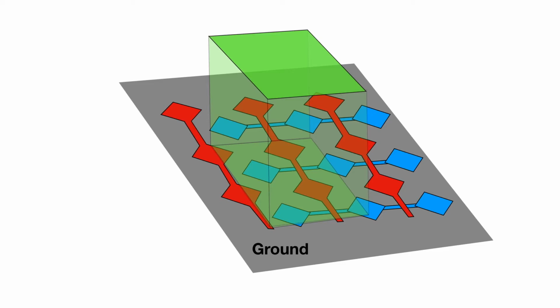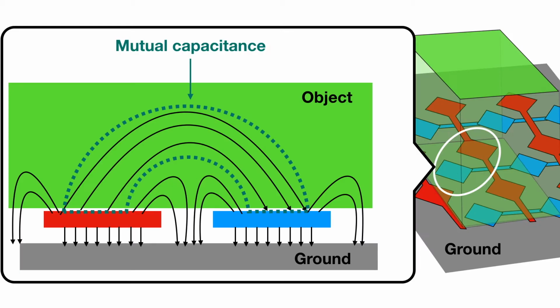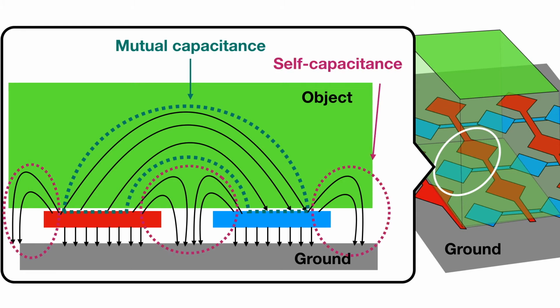Our sensor is composed of diamond-shaped electrodes that are connected by rods and currents, and there's a ground plane on the bottom that is similar to the common design of touch panel. With this setup, there are two types of capacitance occurring on the electrode. They are mutual capacitance and self-capacitance. Mutual capacitance is the capacitance between the adjacent electrodes, and the self-capacitance is the capacitance between the electrode and the ground plane. Both are affected by an object.